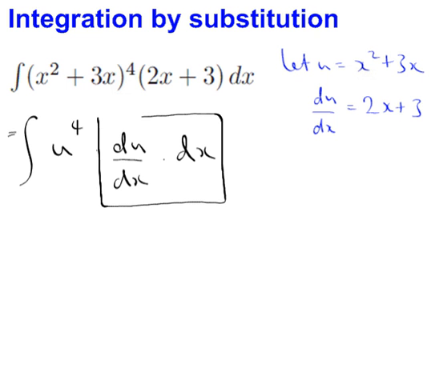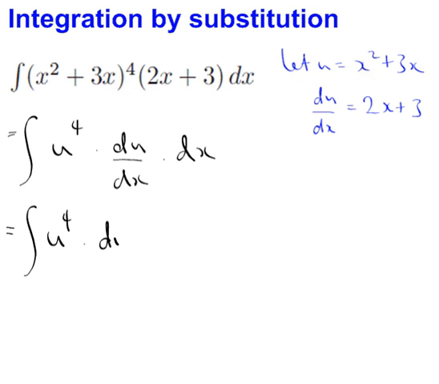Now, this expression here will simplify to du, not because we can cancel these two terms. They are not fractions, they are not algebraic terms that can be cancelled, but that does simplify to make du, and the proof of that is in your textbook. So we end up with the integral of u to the power of 4 with respect to u. So now we increase the power on u to 5, divide by 5, then add our constant.